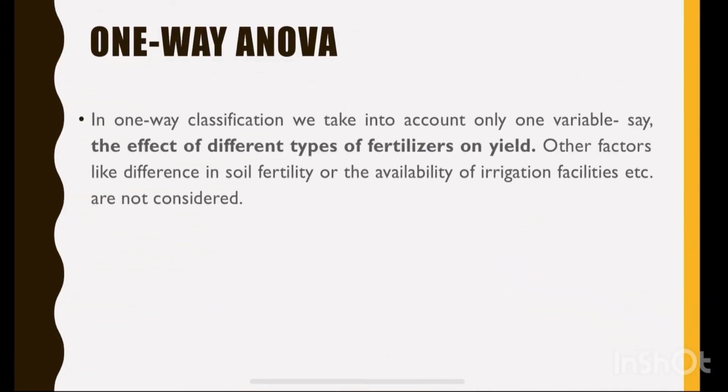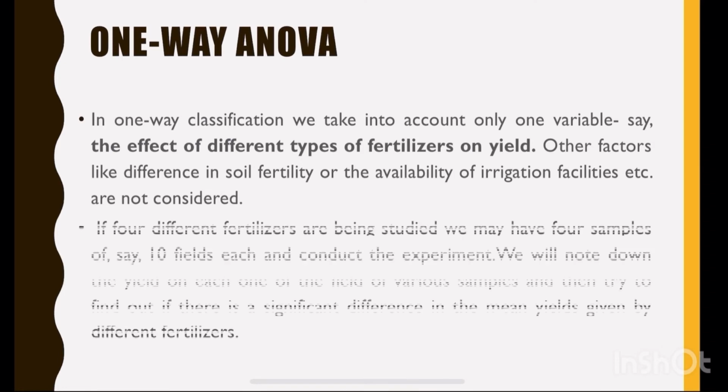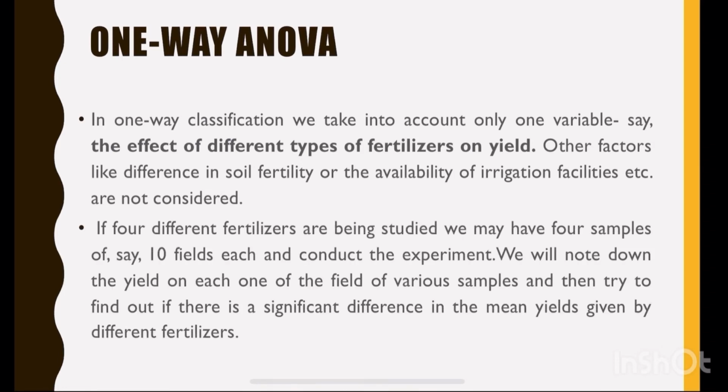One-way ANOVA. In one-way classification, we take into account only one variable, say the effect of different types of fertilizers on yield. Other factors like difference in soil fertility or the availability of irrigation facilities, etc. are not considered. If 4 different fertilizers are being studied, we may have 4 samples of, say, 10 fields each to conduct the experiment. We will note down the yield on each one of the fields of various samples and then try to find out if there is a significant difference in the mean yields given by the different fertilizers.